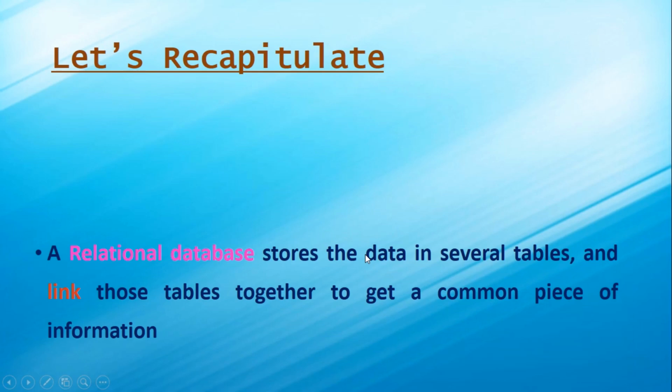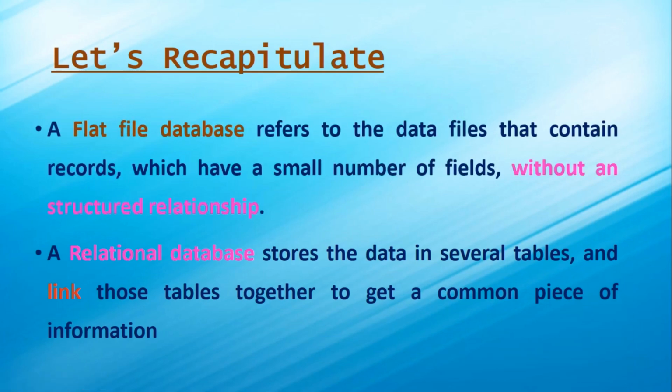So my children, that's all for today. Let's recapitulate what we have learned till now. First, a flat file database refers to the data files that contain records which have a small number of fields without any structured relationship. On the other hand, a relational database stores the data in several tables and links those tables together to get a common piece of information. So you got the difference. In flat file there is no relation between tables, there is only a single table, whereas in relational database we have several tables and there is a link between these tables.